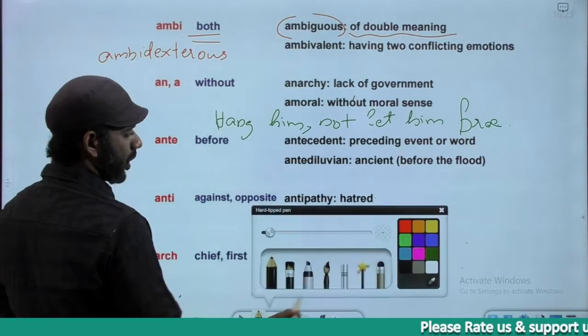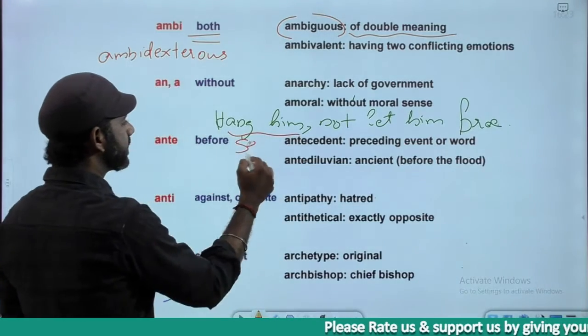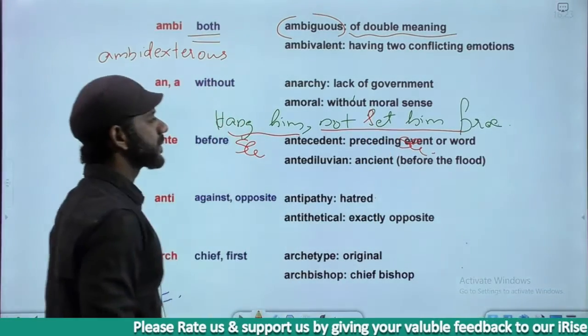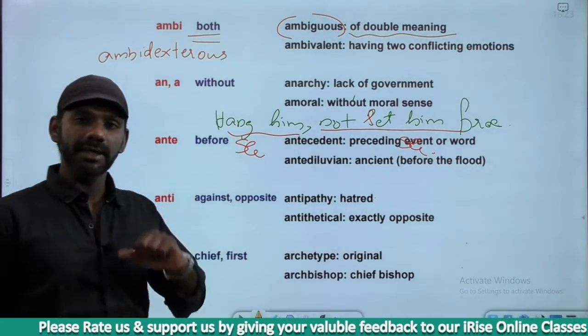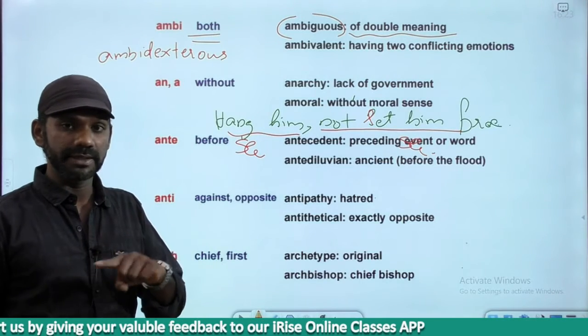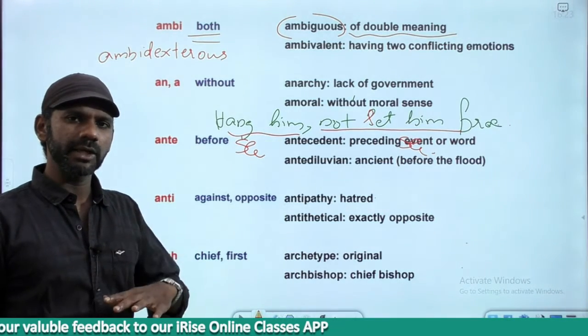Now this is one sense group. And this is another sense group. Now how will you read the sentence? Hang him, not let him free. How many meanings? Only one meaning, because there's only one way of reading the sentence. The same meaning or the exactly opposite meaning?